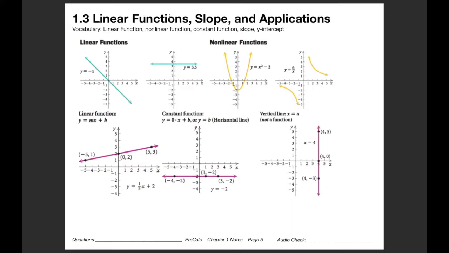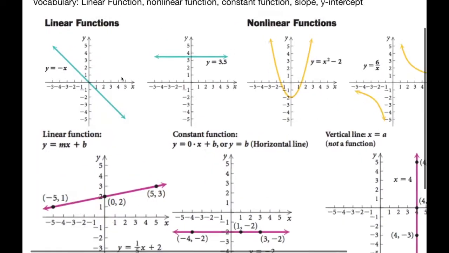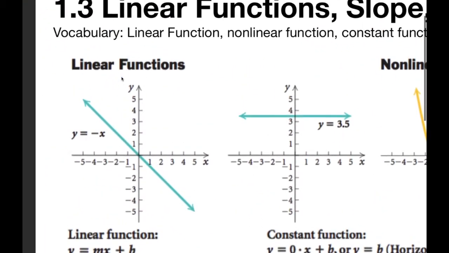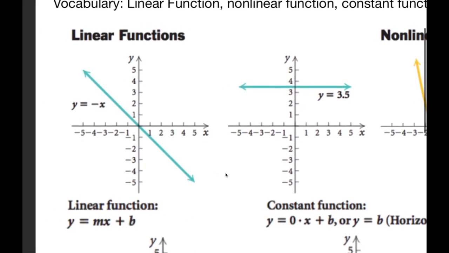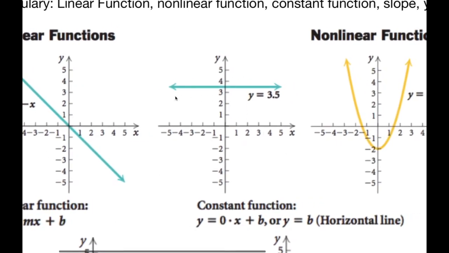Welcome to section 1.3, linear functions, slope, and applications. There's a lot of vocabulary here that I'd like to just talk about. Linear functions are functions that are formed from a straight line. And so linear functions can look like y equals mx plus b, like this, or they could look like y equals 3.5, like this. That's the constant function, just y equals some number b.